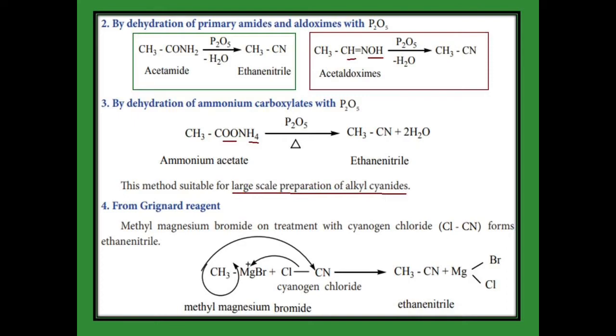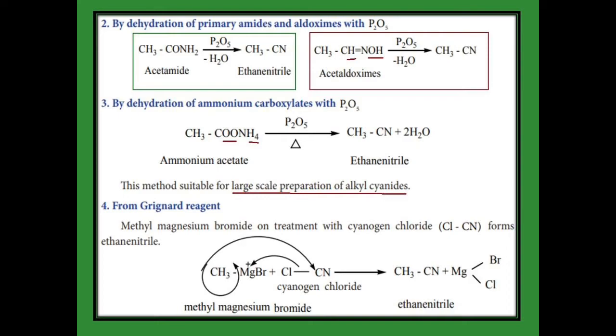In the same way, acetaldoxime, formula CH3CH=NOH. Here also we are going to take away the water, which I indicated in brown color. That water taken away means the remaining thing we have is CH3CN, that is ethane nitrile.